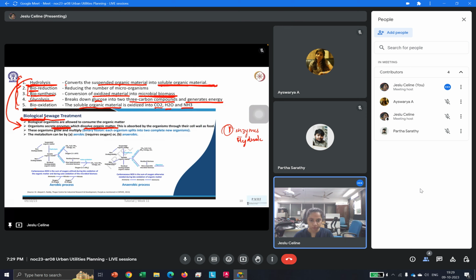So hydrolysis definitely happens. So that is one. Then second, what happens? It eats. So now in simple terms, it eats. And then the third one, it grows and it multiplies. So I'm just writing in very simple terms. So this is what happens.